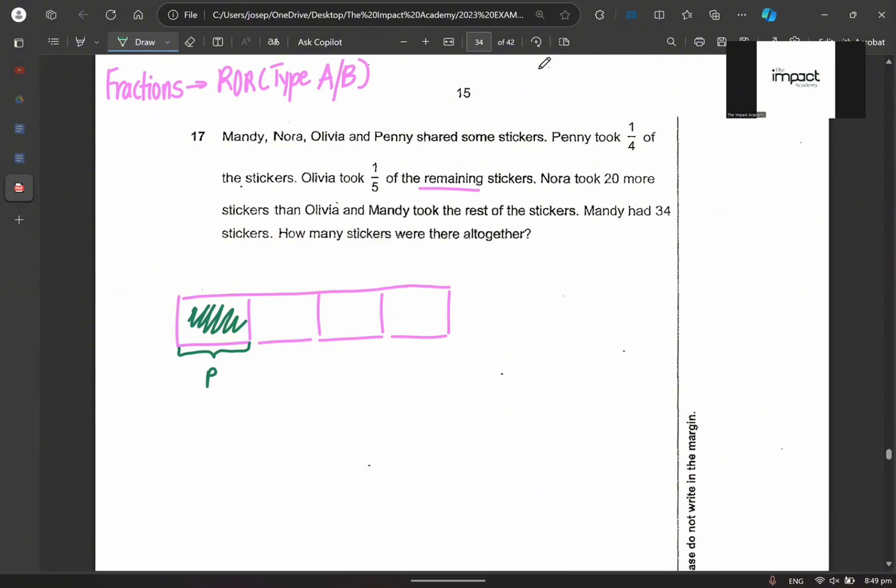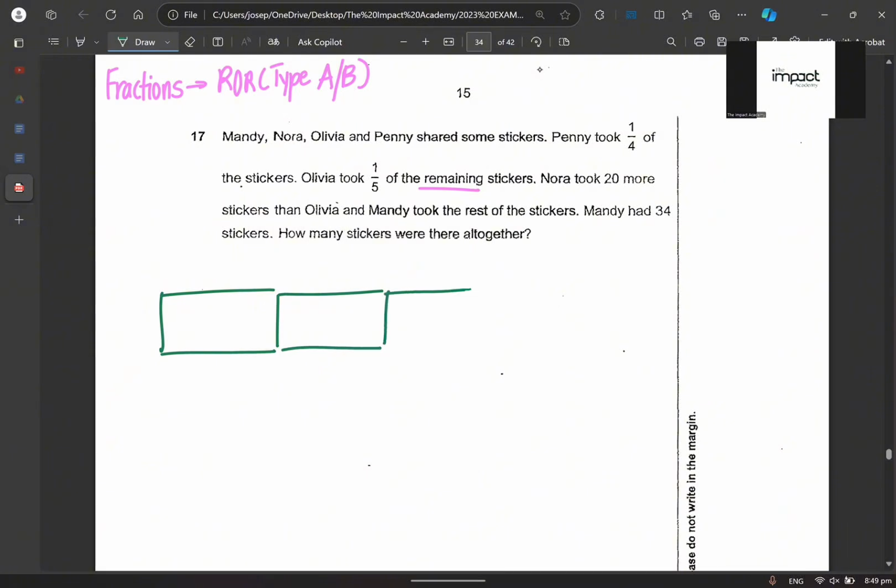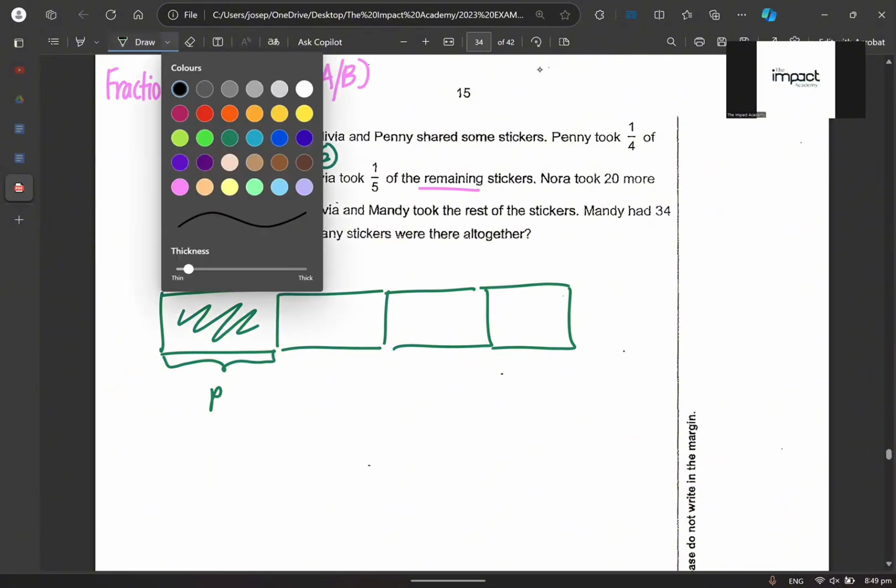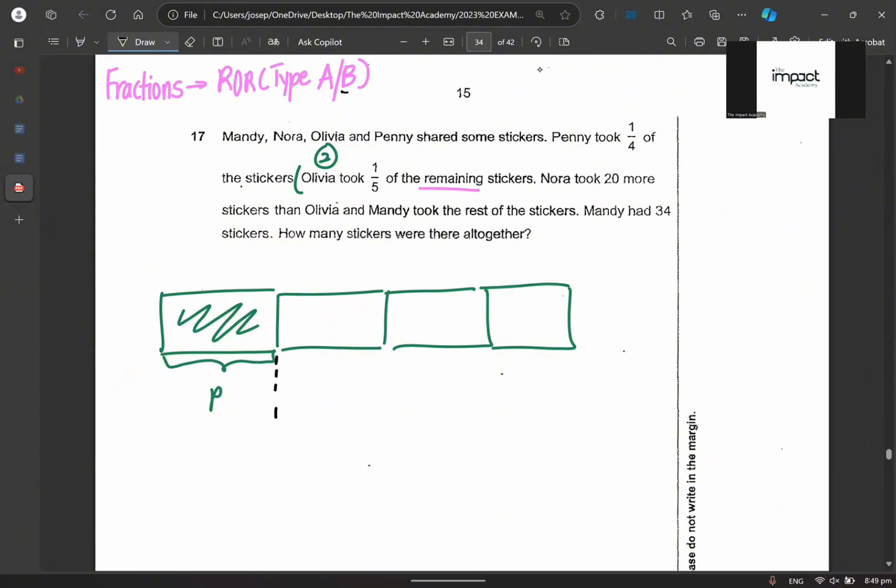Now, I'm going to draw a model. We can draw a branch, we can draw a model, but never mind. I'll just draw a model first. Since you already drew a model, just stick to that. Sorry about that. We are going to draw my 1 unit over here, right? Then we are going to say that this is Penny. Olivia took 1/5 of the remaining. That means I must drop it down. This is definitely type B already.